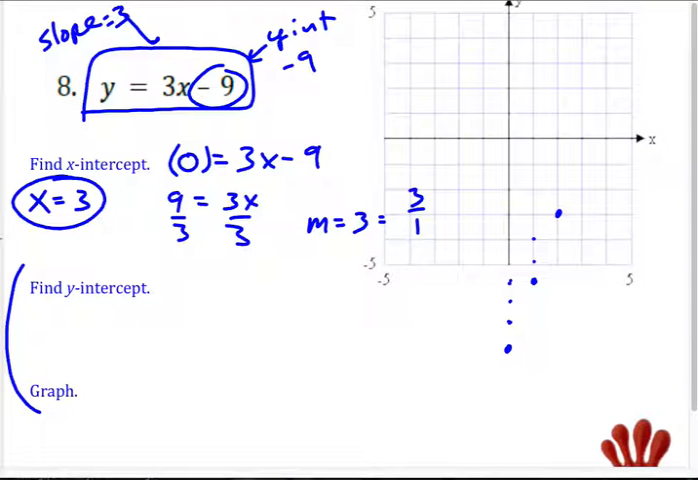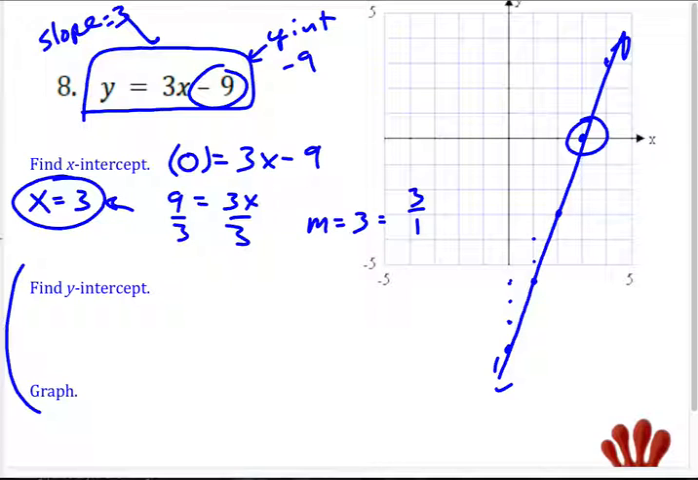You can do this as many times as you want with your slope. Up 1, 2, 3, over 1. There's my line, and you can see it crosses at the x-intercept of 3. Y-intercept we decided was negative 9, and we graphed it.